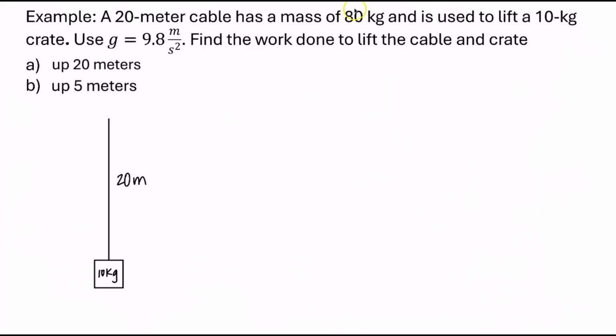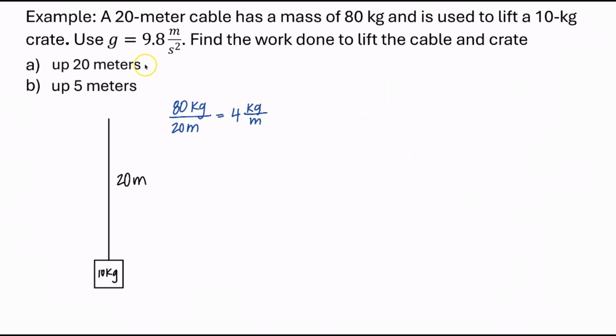Now, in this example, we are told that the mass of the entire cable is 80 kilograms, instead of being told that each meter has a certain mass. But we can find out how much each meter weighs if we perform the computation 80 kilograms divided by 20 meters. So we'd get 4 kilograms per meter of rope. So now let's go ahead and start to set up our integral for part A.